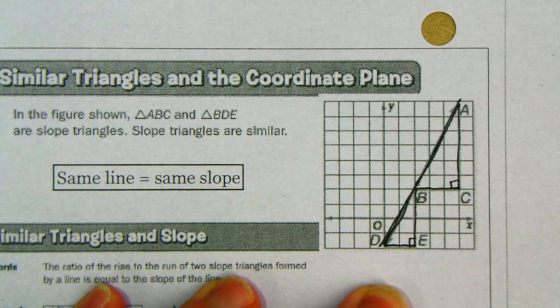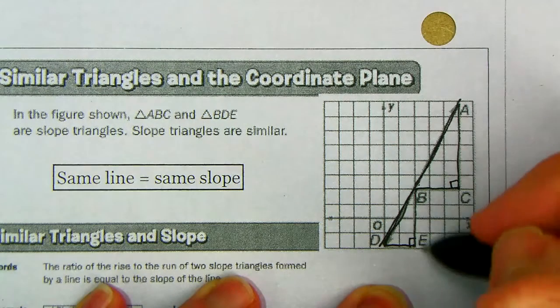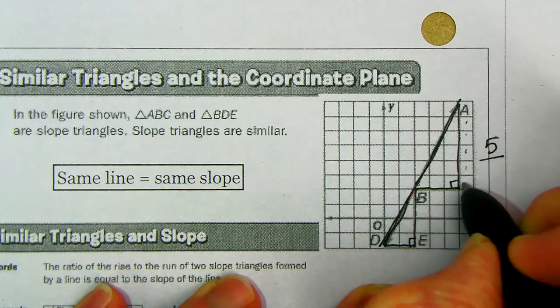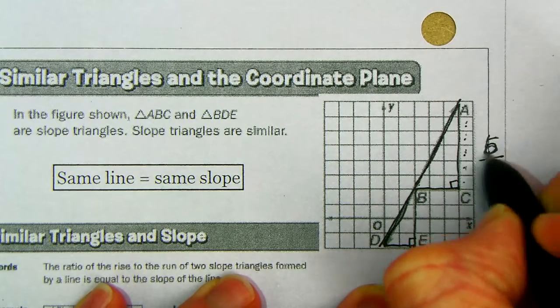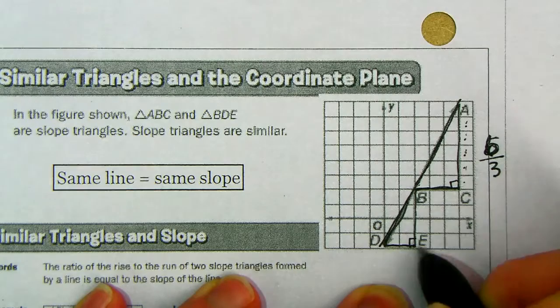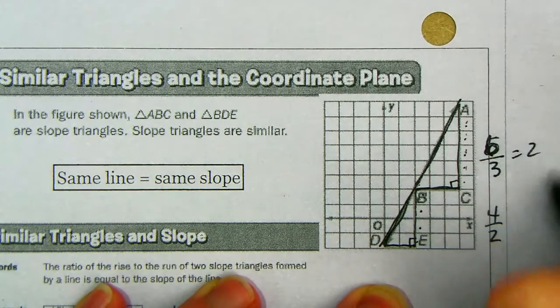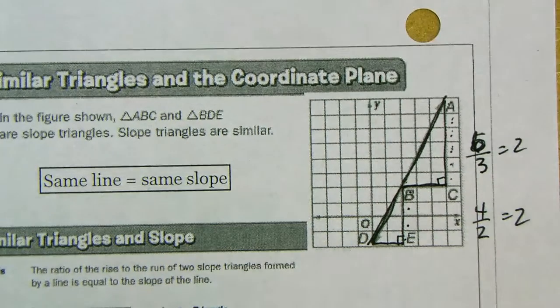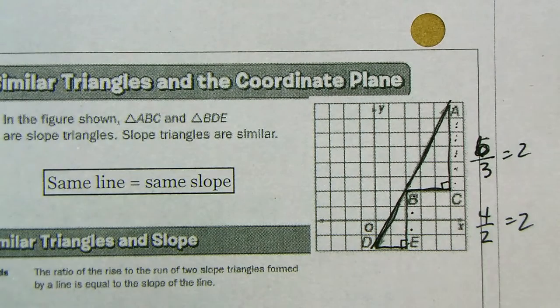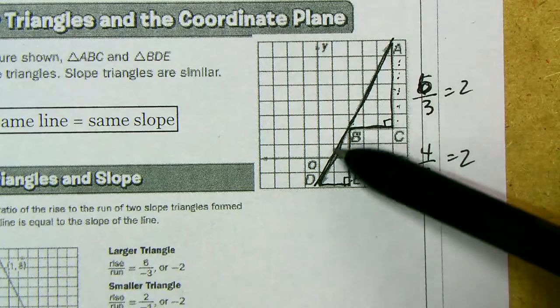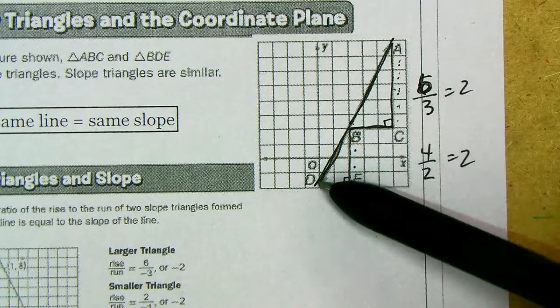So check this out. If I do rise over run, 1, 2, 3, 4, 5, 6 over 3, and 1, 2, 3, 4 over 2, which both reduce down to 2. So they have the same slope, rise over run. And that's the whole lesson today, is understanding that. We call these slope triangles because their hypotenuse is the same, so the slope of their hypotenuse is the ratio of their legs. Rise over run, vertical over horizontal.